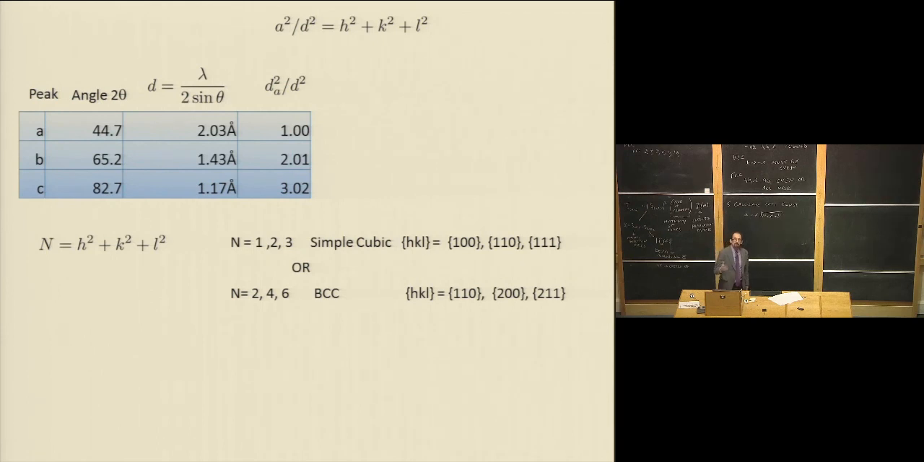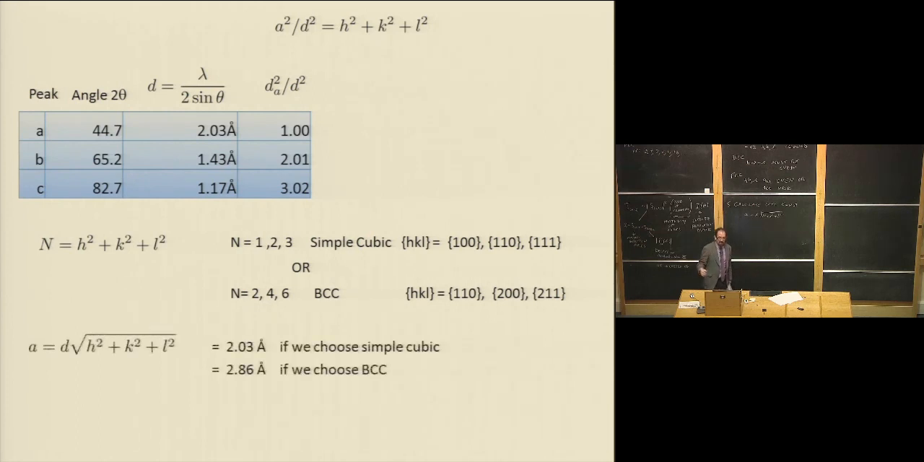So what do we do? Well, there's a couple of approaches we could take. One approach is that we could try calculating the lattice constant, a. We could assume simple cubic, calculate the lattice constant, and we would get d times the square root of h squared plus k squared plus l squared, which gives us 2.03 angstroms. We do the same thing for BCC. We'd get something that's square root of 2 bigger because we're multiplying all the n's by 2. So this thing inside the square root is multiplied by 2 overall. So instead of getting 2.03, we get 2.86. Okay? So we have a different size of the unit cell, the conventional unit cell for the BCC case.